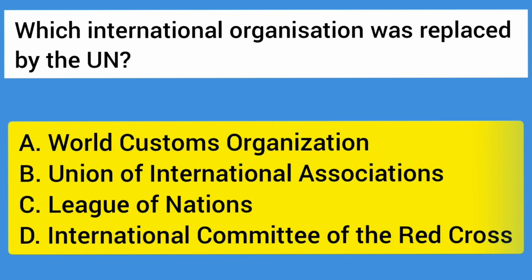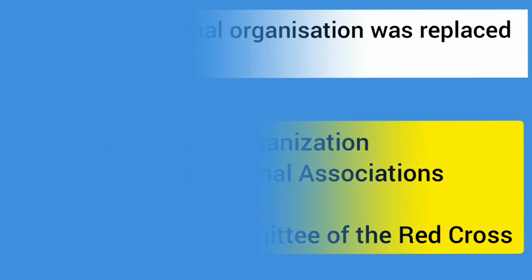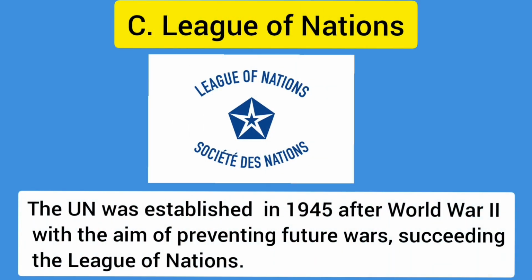Question 8. Which international organization was replaced by the UN? A. World Customs Organization, B. Union of International Associations, C. League of Nations, D. International Committee of the Red Cross. The answer is C. League of Nations. The UN was established in 1945 after World War II with the aim of preventing future wars, succeeding the League of Nations.